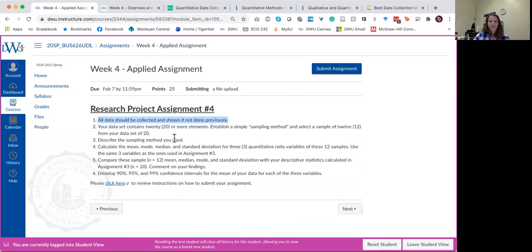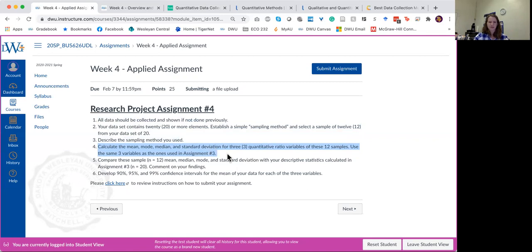But then what you're going to do is you've got 20 or more elements. So somehow from that 20, I want you to decide on a sampling method. It could be random, it could be specific. How are you going to do it? Explain that, and then select 12. So tell me the sampling method you use. That would be number 1. So step 2 is picking your 12. Step 3 is describing those 12. And then you're going to calculate the mean, median, mode, and standard deviation for the 3 variables using those 12 samples.